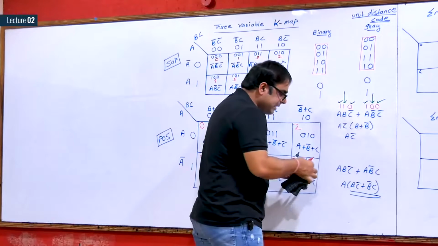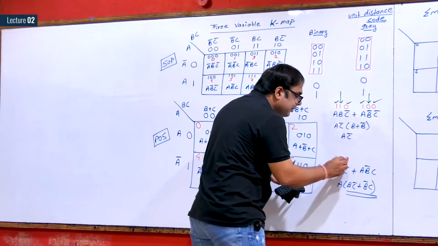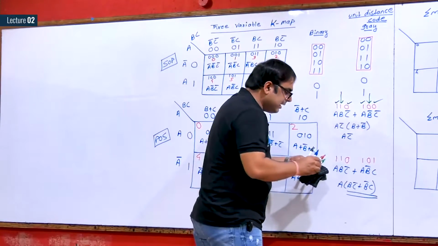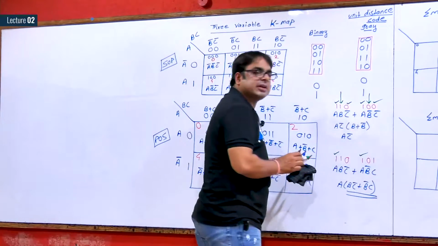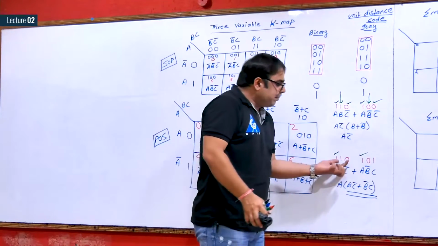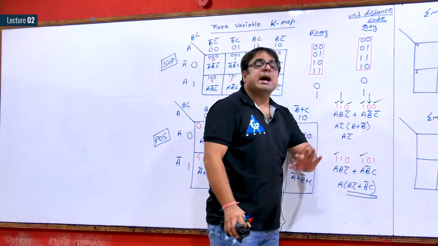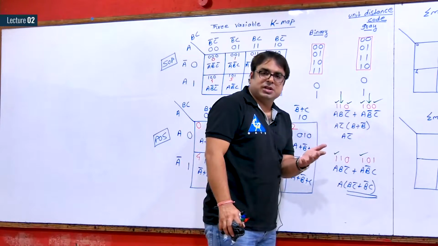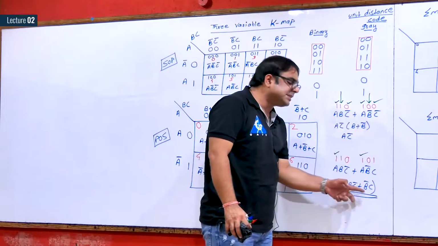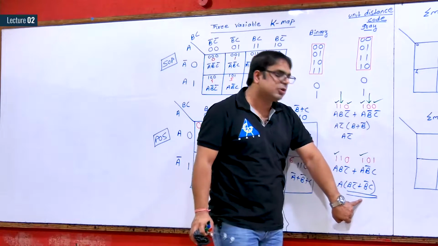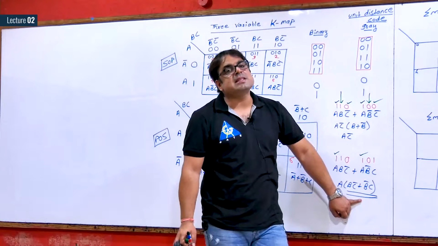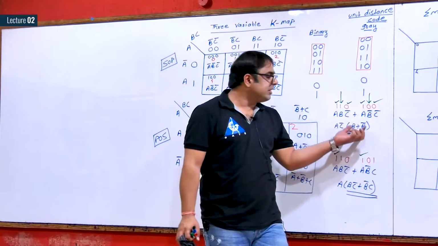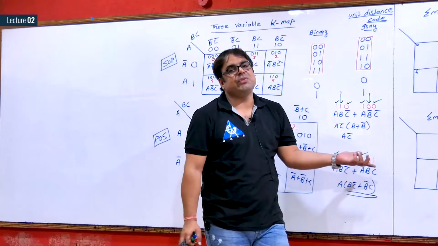But what is happening here? Please see this one. 110, 101. Only this is constant. B and C both are changing. If two variables are changing simultaneously, reduction is not possible. If one variable is changing, it will definitely be reduced.